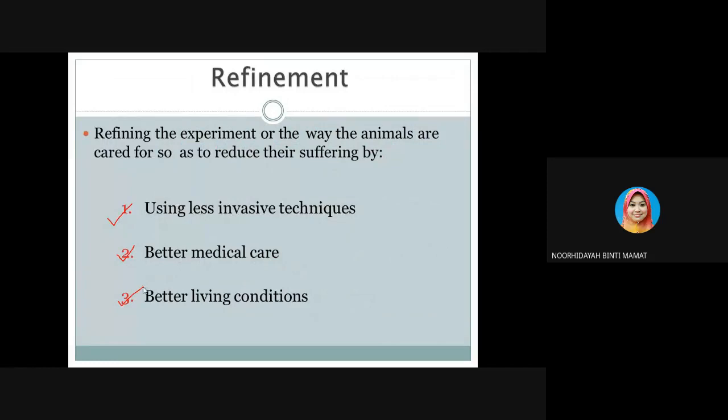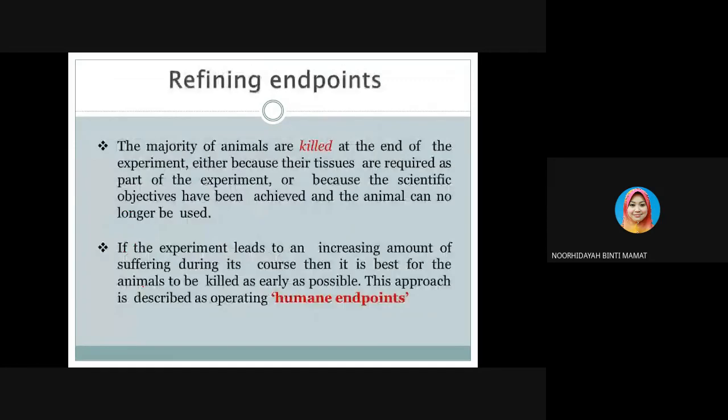However, regarding refining endpoints, the majority of animals are killed at the end of the experiment. The animals are killed either because their tissues are required as part of the experiment, or because the scientific objectives have been achieved, so the animals can no longer be used. This is the refinement endpoint.